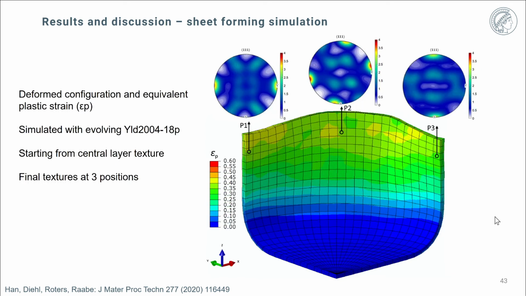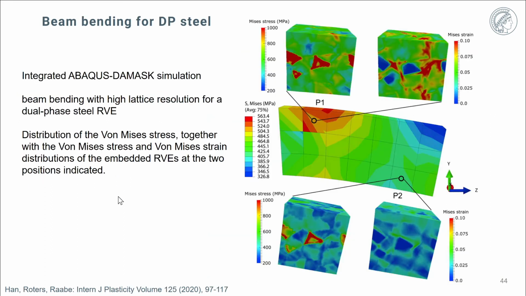And here you see the same for another yield function, the 2004-18p, first starting with the central layer texture, and we did the same of course also for the full texture.